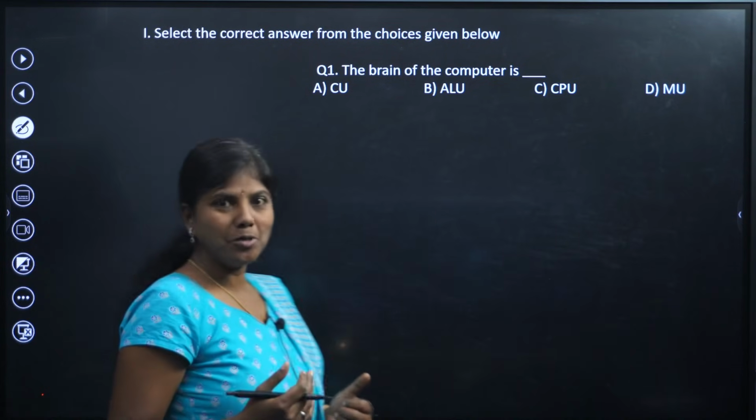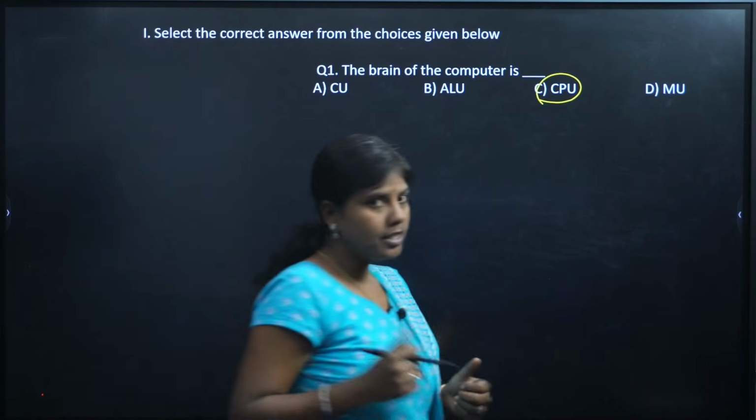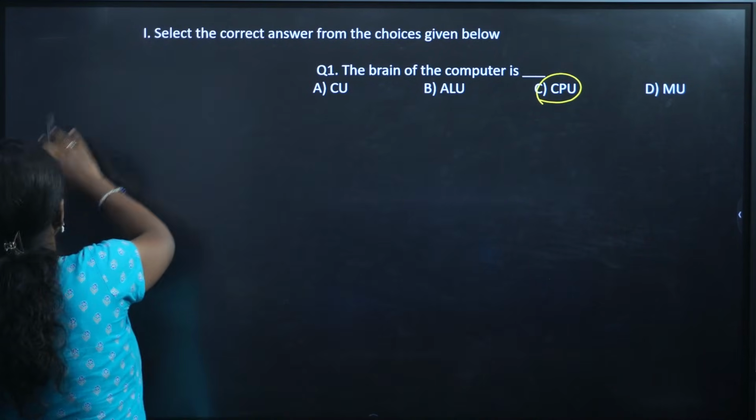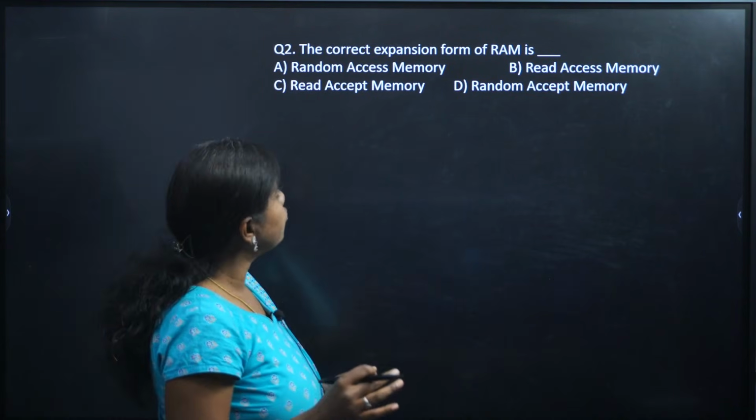What is the question? The brain of the computer. It's pretty simple. What is the brain of the computer? CPU is going to be considered as the brain of the computer. Okay. And the next question is the correct expansion form of RAM.